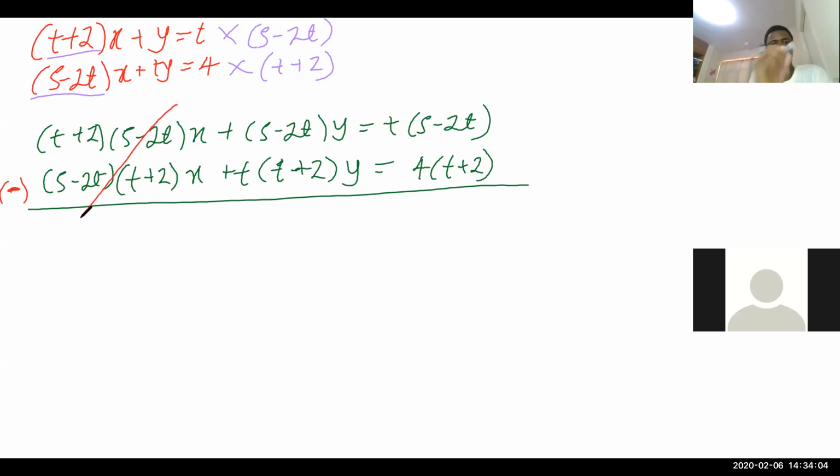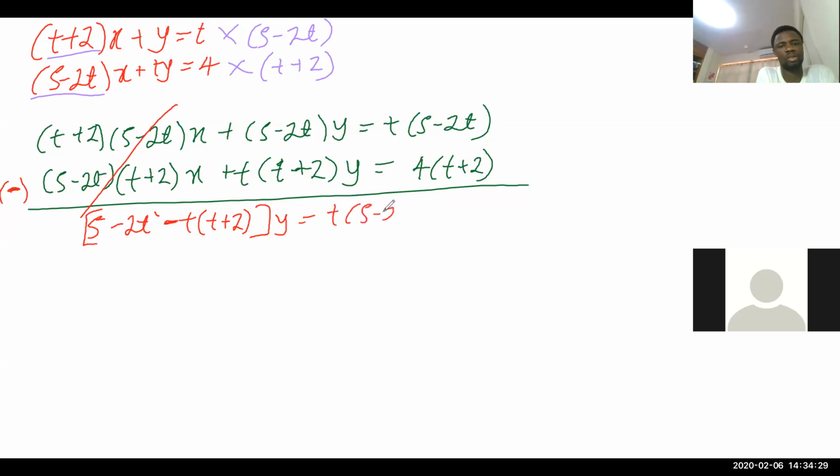Okay. And with that, I can write this better. I move to this side because of the space needed. So that is going to be (5 minus 2t) minus (t plus 2), everything times y, equals t(5 minus 2t) minus 4(t plus 2). Does this make sense?